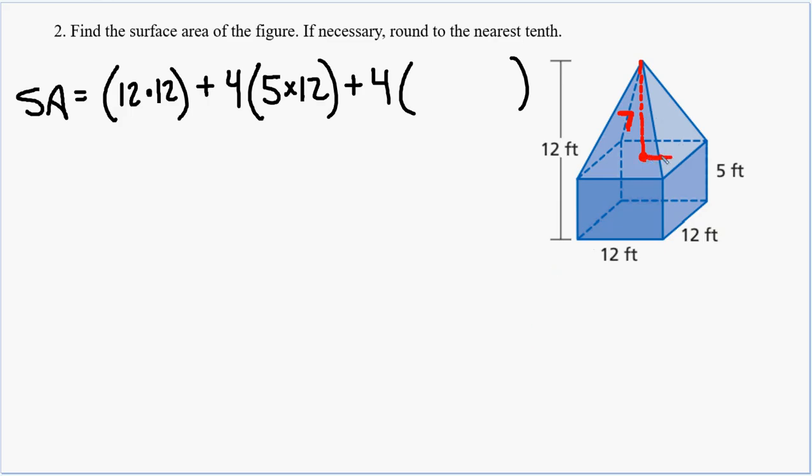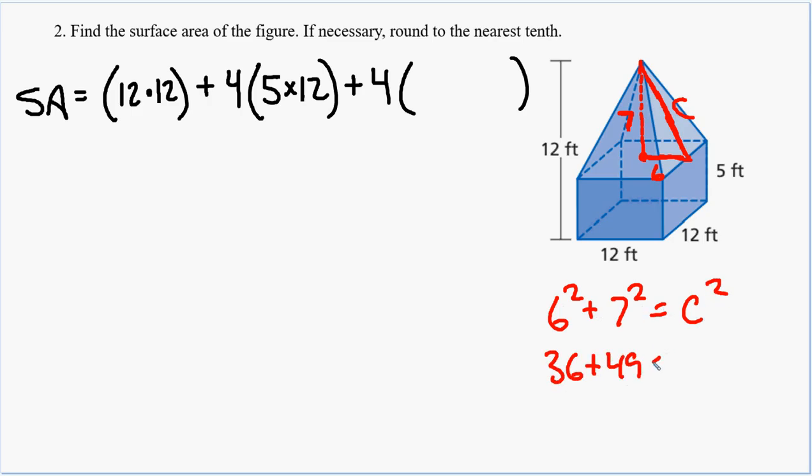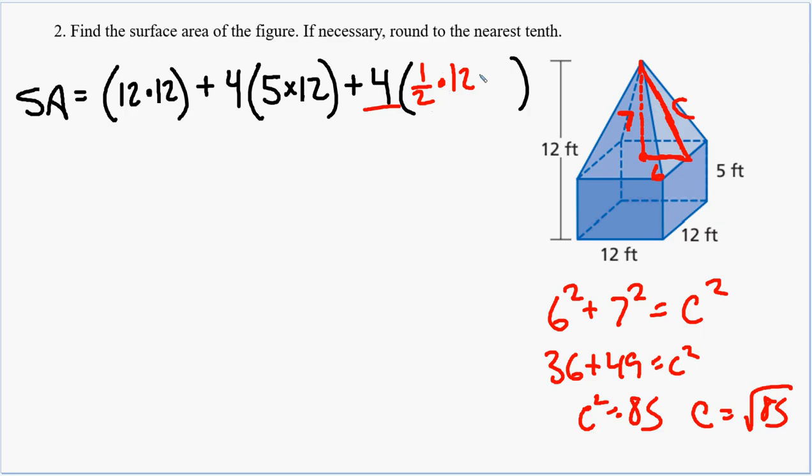And then if we connect that here to this edge, it's going to be half of this. That's 12. So this is going to be 6. So we will have to use Pythagoras to find this side I'm marking C. 6 squared plus 7 squared equals C squared. That is 36 plus 49 is C squared. C squared is 85. So C equals root 85. So our triangle, we're going to have 4 triangles. Each area of those will be a half times the base, 12, times the height, root 85.